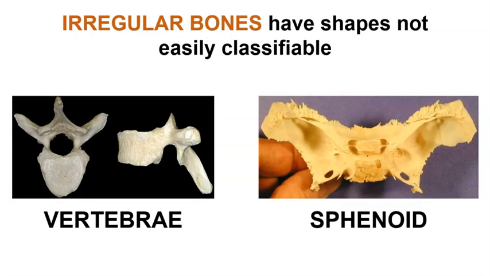The irregular bones have shapes that are not easily classifiable. So the vertebrae of the vertebral column and some of the cranial and facial bones of the skull, such as this example here on the right, which is the sphenoid bone, which is a bone of the cranium, are classified as irregular bones because of their very unusual shapes.